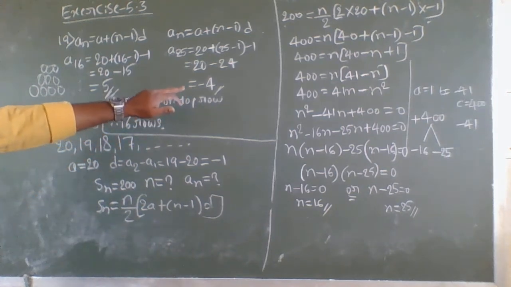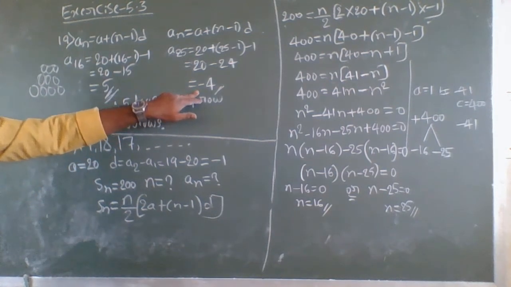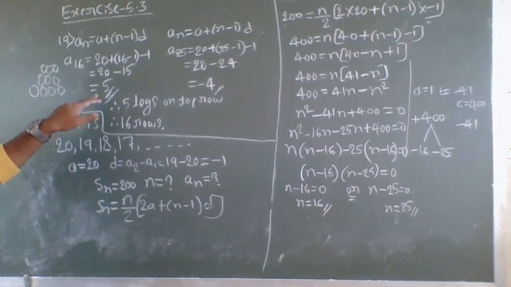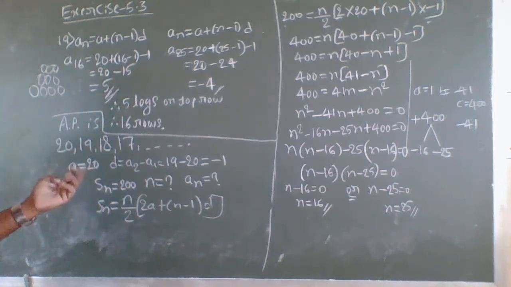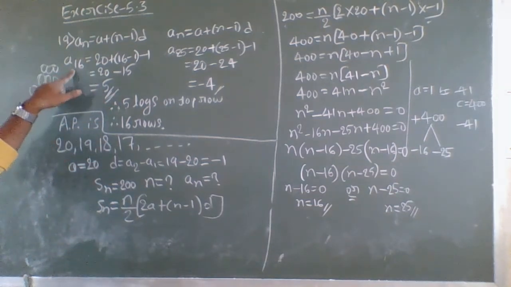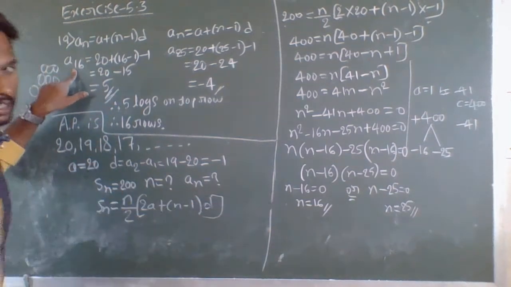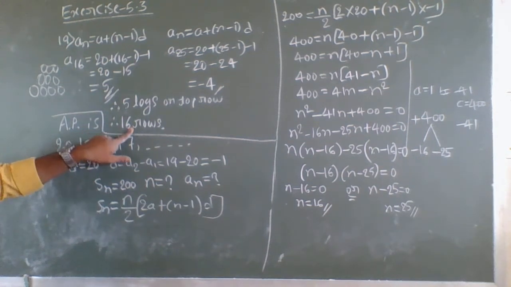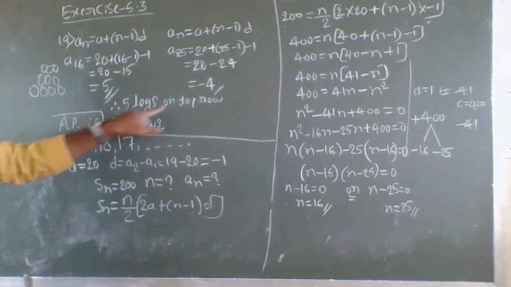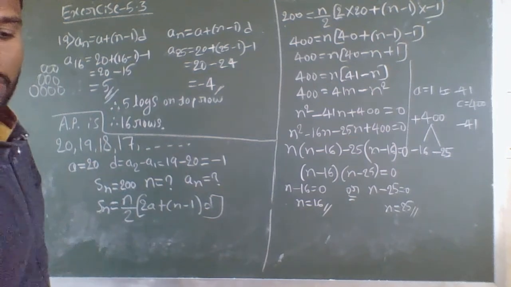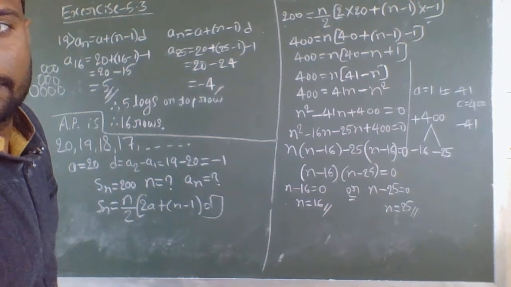Here it is a negative integer, but always it should be positive because that is the number of logs on the top row. It should always be a positive number. Therefore, n value 16 is the correct answer. So number of rows is equal to 16, and there will be 5 logs on the top row. So now I will continue with the next problem, the 20th one.